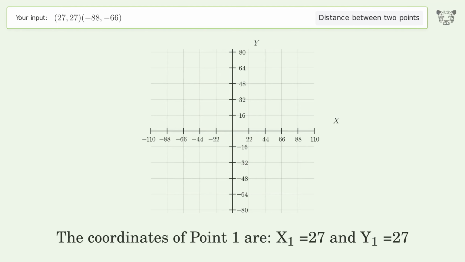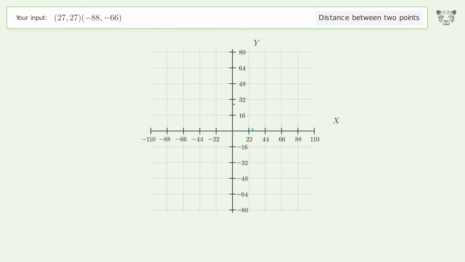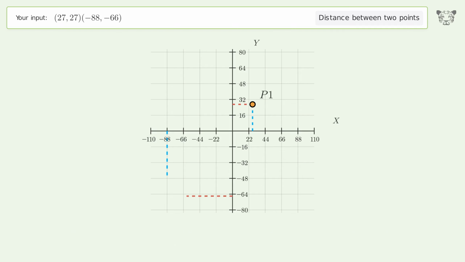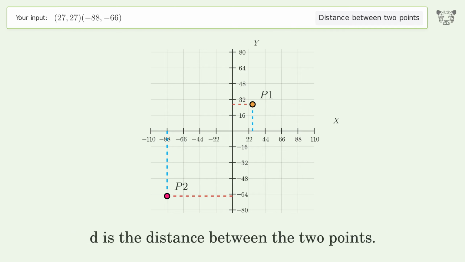The coordinates of point 1 are x1 equals 27 and y1 equals 27. The coordinates of point 2 are x2 equals negative 88 and y2 equals negative 66. D is the distance between the 2 points.